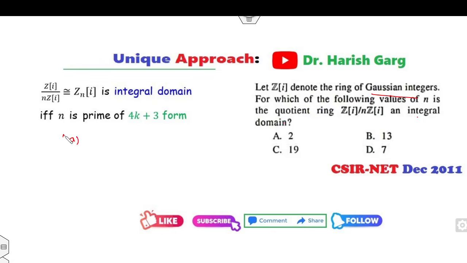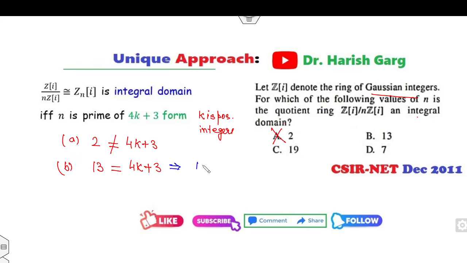So look at the first option. Can you write 2 in the form of 4k plus 3, where k is my positive integer? Definitely this is not equal. Look at the second option, 13. Can you write this in the form of 4k plus 1, where k is my positive integer? If so, we can find the value of k. It's 10 over 4, which is not my integer. So that means this option is also cancelled.